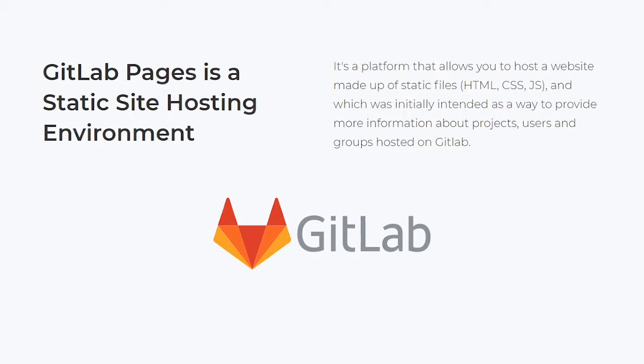GitLab Pages is named after GitLab, the company behind it, which provides among other things a platform for managing software projects by collaborating efficiently and automating many workflows. As a feature of the GitLab platform, GitLab Pages was initially intended as a way to provide more information about projects, users, and groups hosted on the platform. In order to achieve that, the files of the static site need first to be stored in a GitLab repository. Additional settings would then make the site publicly available.